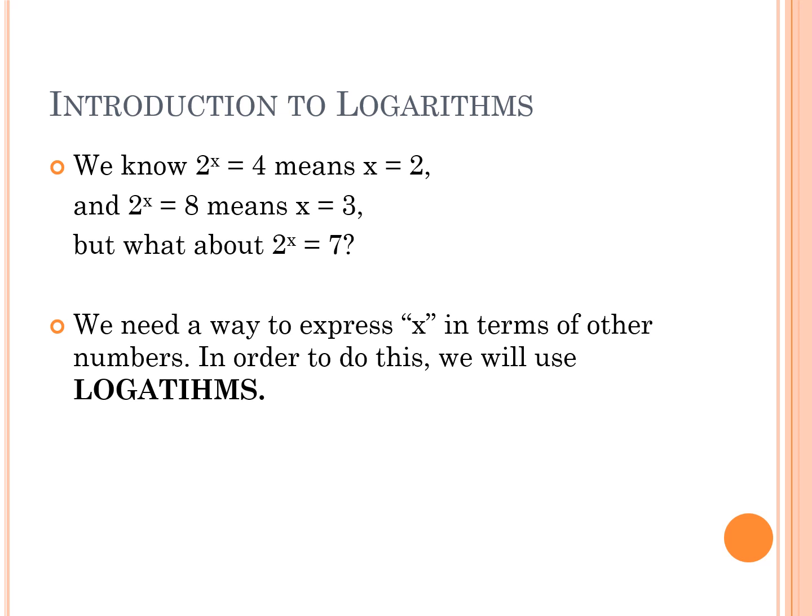But if I gave you 2 to the x equals 7 and asked you, 2 times itself how many times is 7? It doesn't come out to be a nice even integer. It ends up being a long, messy decimal. But there are going to be times where being able to write that exponent in a clearer way is going to be helpful to us. Rather than writing it out as the long, messy decimal, we wanted a way to write that in terms of other numbers in an easier to manipulate way. And that's why we use logarithms.